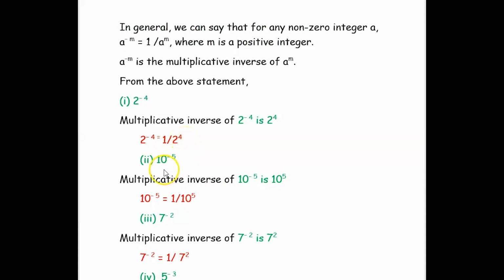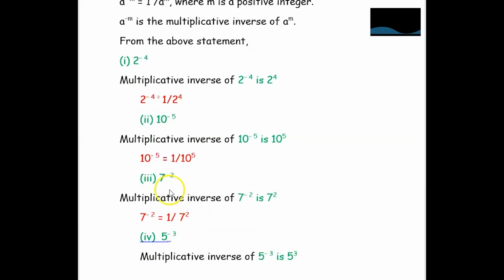So next question is 10 raised to the power negative 5. Here it is of the form a raised to the power negative m. So its multiplicative inverse will be 10 raised to the power positive 5. So we can write 10 raised to the power negative 5 as 1 divided by 10 raised to the power positive 5.